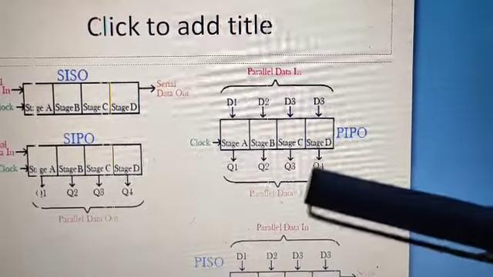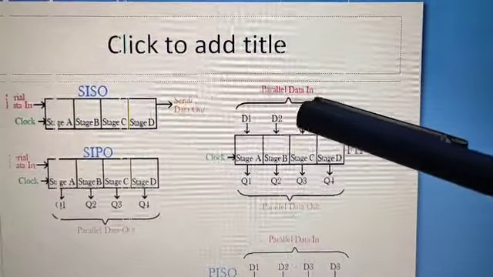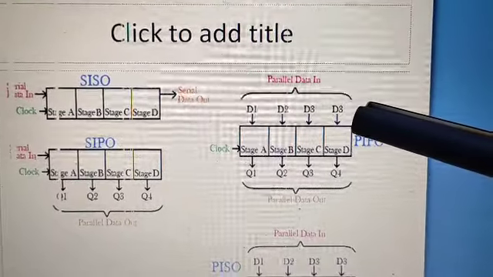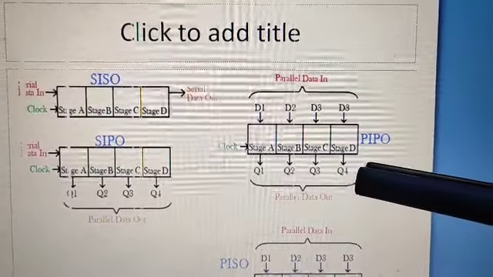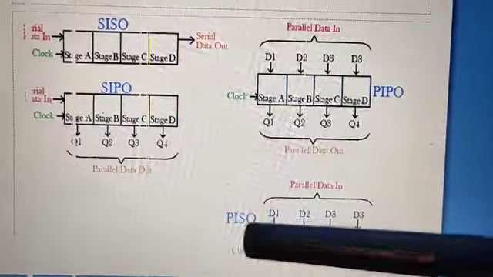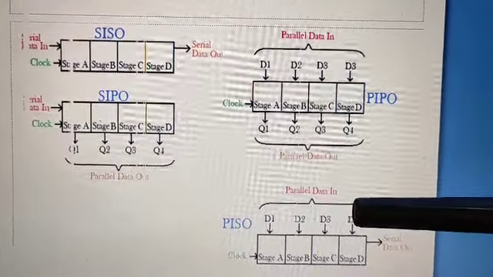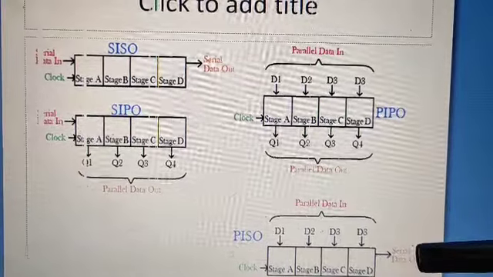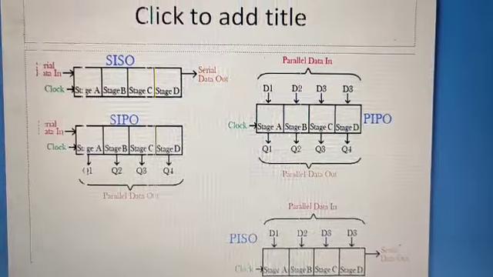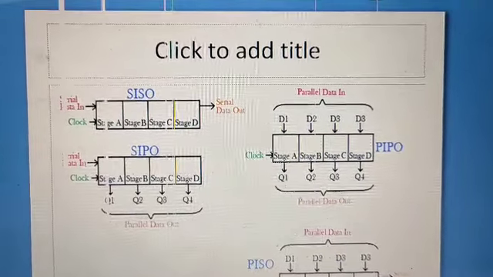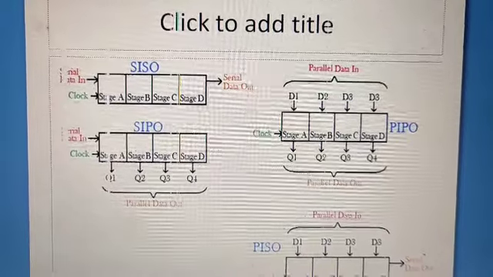And the third category is parallel in parallel out. So the data will be given to each flip-flop in parallel form and output is also taken in the parallel form. Then parallel in serial out means input will be in the parallel form and output will be taken in the serial form. Okay, so these are the different types of shift registers.